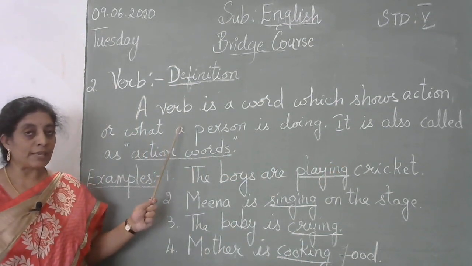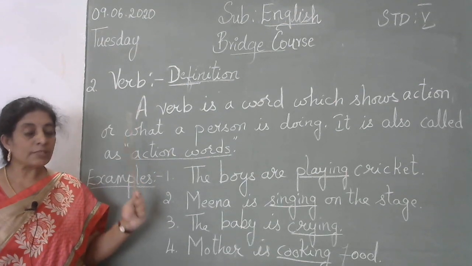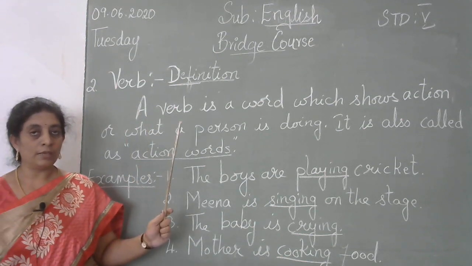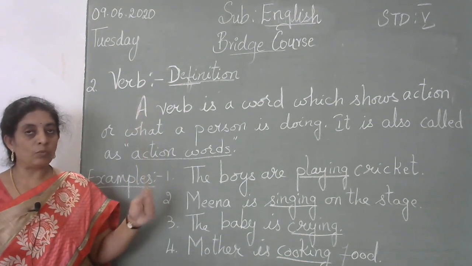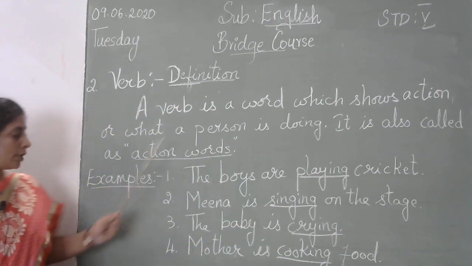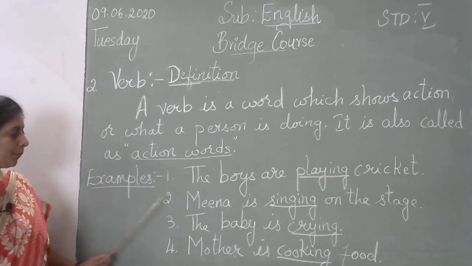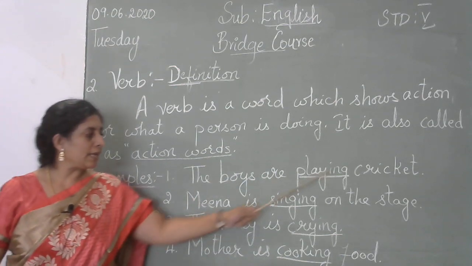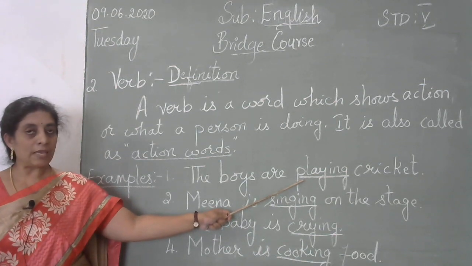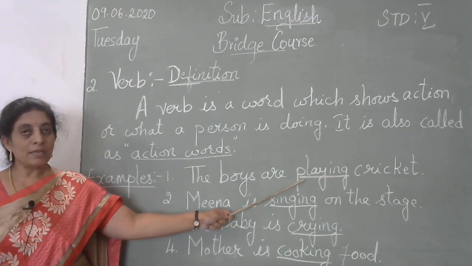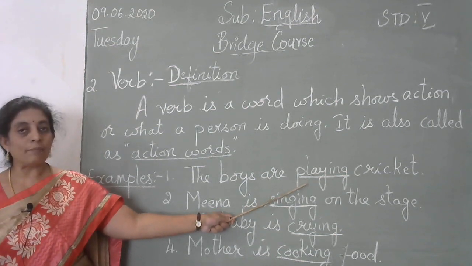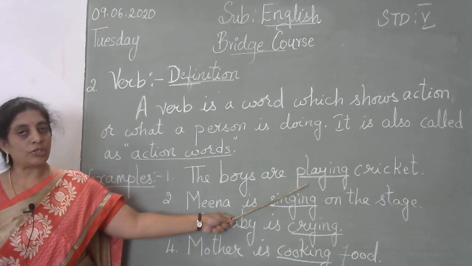Why are they called action words? Because they tell us what a person is actually doing. So it is called the activity. The activity can be described in the form of actions. Now here are a few examples for you. The boys are playing cricket. Now you can see that I have underlined playing. So the word playing is the verb in this sentence. This playing can be shown in the form of action.